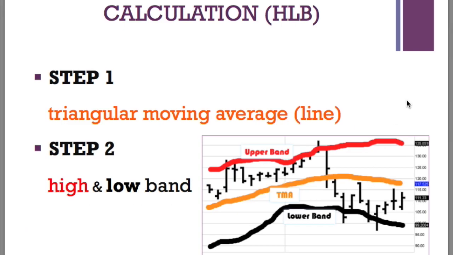Now, how do we need to calculate the HLB? Well, this consists of two steps. In step one, we need to calculate the triangular moving average line, here in orange. And step two, we will calculate then the high band in red, the upper band, and the low band, the lower band, here in black.